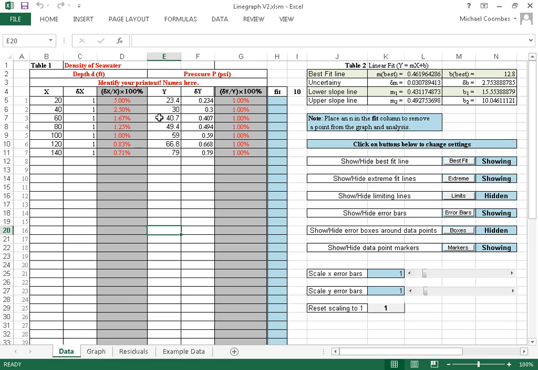So here in the Y column, we've plotted pressure. I've had to calculate 1% of this because delta Y is the absolute uncertainty. Over here, we have the depth in feet, and the uncertainty was 1 foot. This is the title of the graph, so I'm calling it the density of seawater. This is the Y label, which is the pressure P. P is the symbol in the formula, and the units are PSI. Over here, we've got the depth, D, in feet.